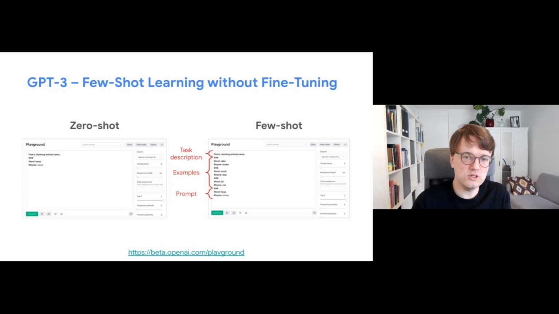Okay, some terminology. So this task description, find a rhyming animal name, that's the task description. Then you may have some examples in the few-shot domain, but in the zero-shot setting, you would not have these examples. Then you finally have the prompt. I think sometimes prompt refers to the whole thing, but in this case, prompt is just the current input for which you want the model to provide the output.